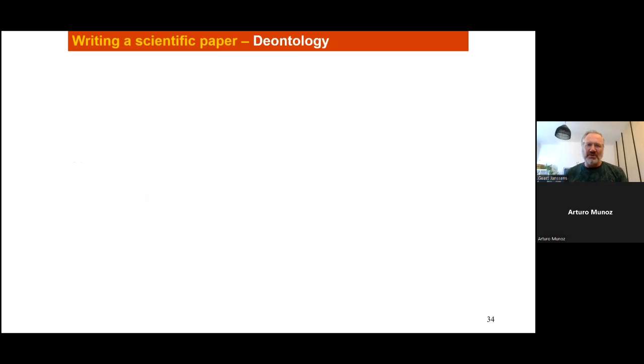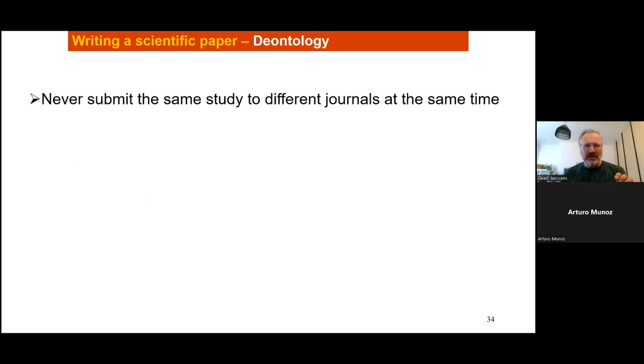And then also a very important thing, the deontology of the ethics of publishing. I guess most of you will know about that, but I still like to put that forward. One point is never submit the same study to different journals at the same time. You can submit to another journal. So if you submit to a journal, the journal says reject or it doesn't fit within the scope, then you have all right to submit it to another journal. And sometimes a third, a fourth, a fifth, until it works.